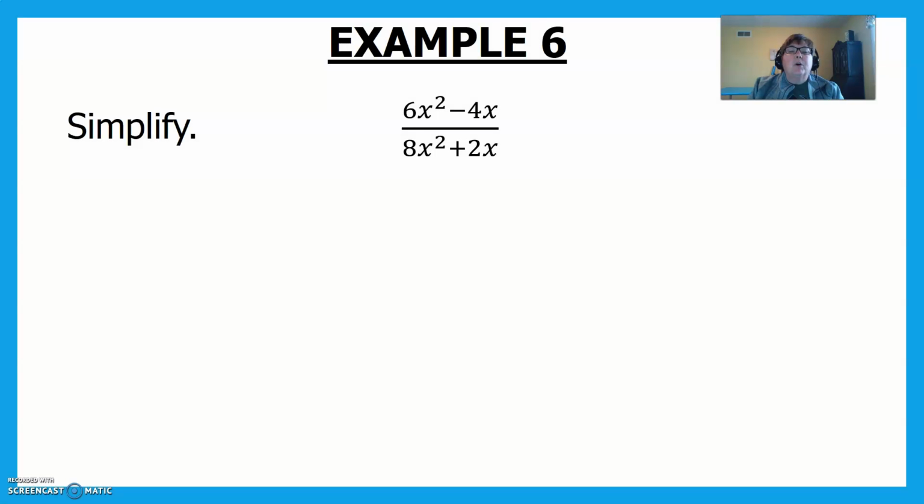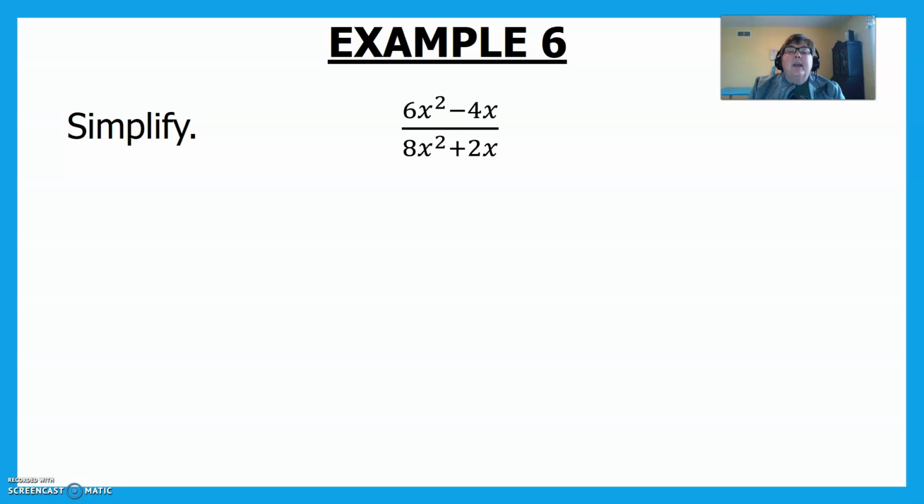And one more of those. 6x squared minus 4x over 8x squared plus 2x. So this is division. I didn't say this at the beginning. This is considered division because remember, a fraction bar is a division sign. So it is 6x squared minus 4x divided by 8x squared plus 2x. But we have it written as a fraction rather than using the division sign.